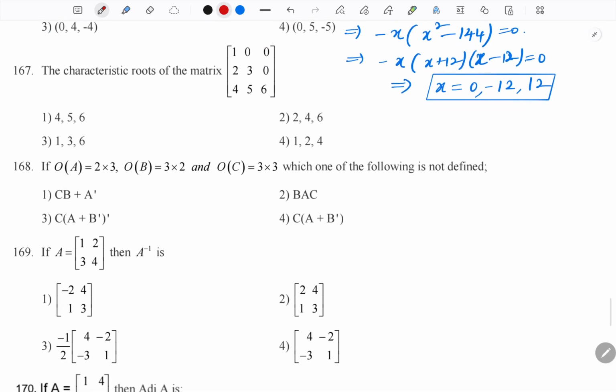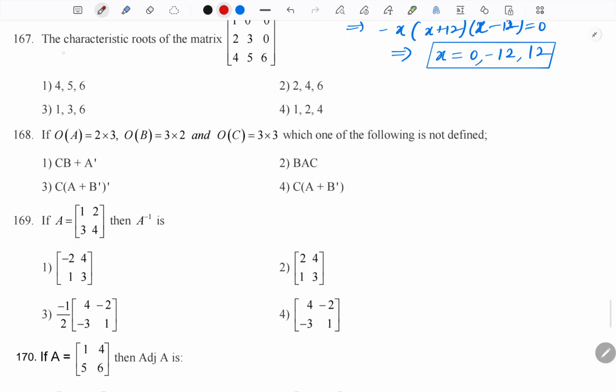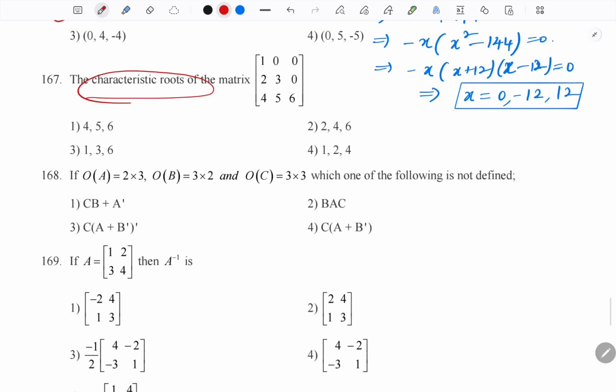Next question. The characteristic roots. What is another name for characteristic roots? Eigenvalues. If they mention eigenvalues instead of characteristic roots, both are the same. First of all, observe this question. The given matrix is a square matrix with order 3 by 3. It means 3 rows with 3 columns, right? And this matrix is clearly a lower triangular matrix. What is the meaning of lower triangular matrix? All entries above the main diagonal are filled with zeros, right?